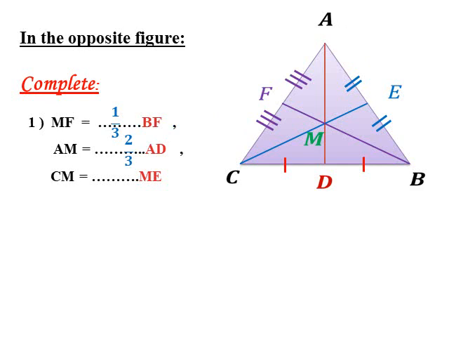What about CM and ME? Where is CM? CM is from the vertex here. ME is from the base here. So the ratio will be 2 over 1.